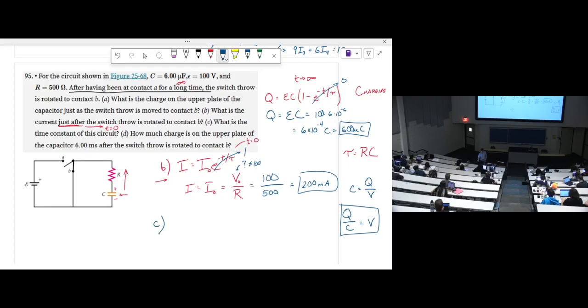Part C, going back to where we fully charged. What is the time constant of the circuit? Well, we said the time constant is equal to RC. So that's going to be 500 times 6 times 10 to the minus 6 farads. That comes out to be 3 times 10 to the minus 3 seconds, or 3 milliseconds.